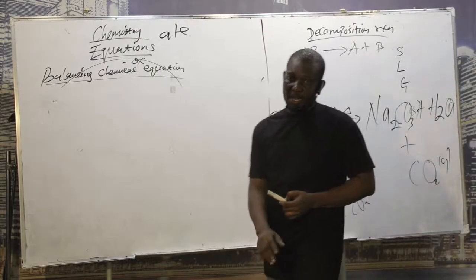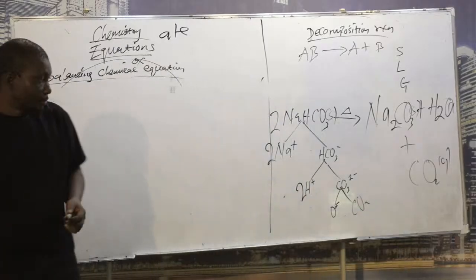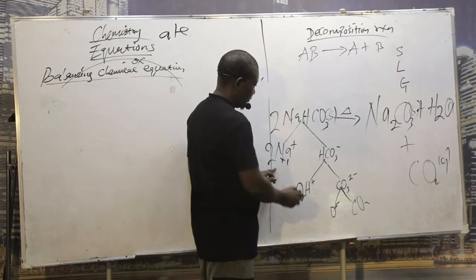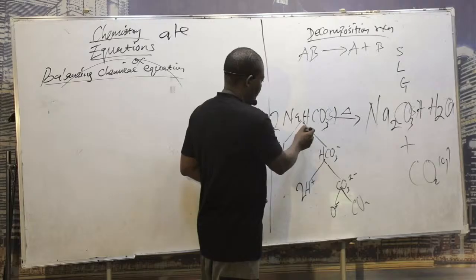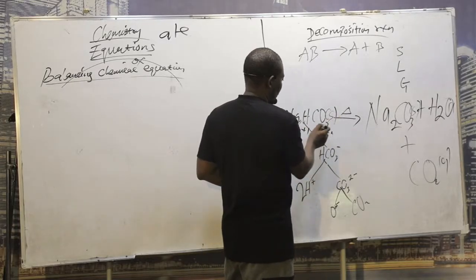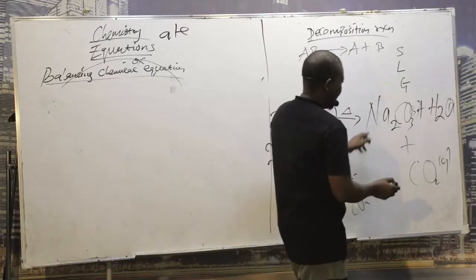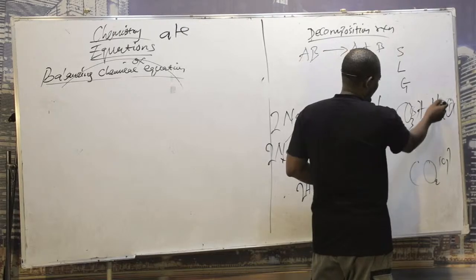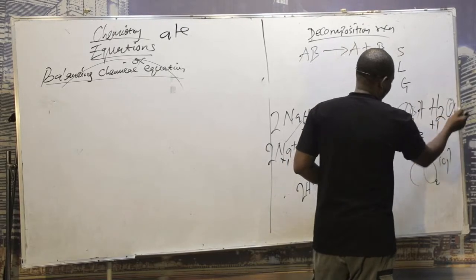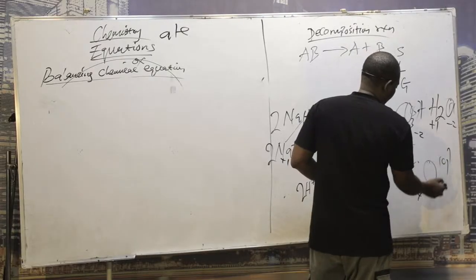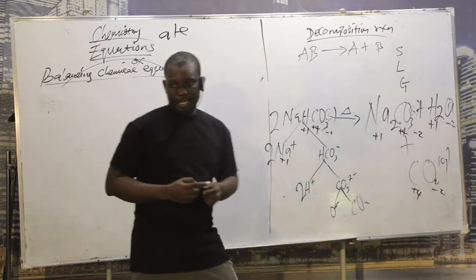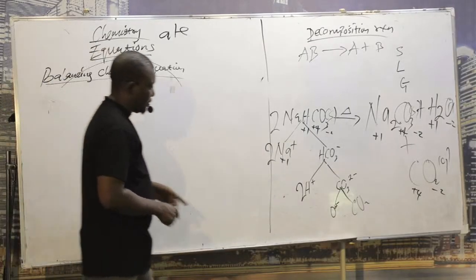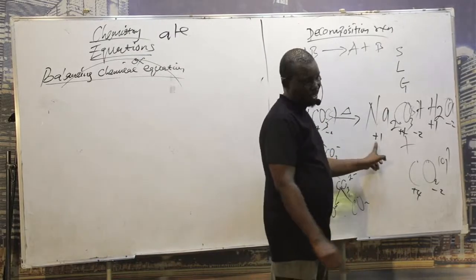Is this a redox reaction? What is sodium here? Plus 1. What is H here? Plus 1. What is O here? Minus 2. What is C here? Plus 4. What is Na here? Plus 1. What is O here? Minus 2. What is C here? Plus 4. What is H here? Plus 1. What is O here? Minus 2. What is C here? Plus 4. What is O here? Minus 2. Check if there is any change in the number. Is there any change in the number? What Na is here is the same thing here.